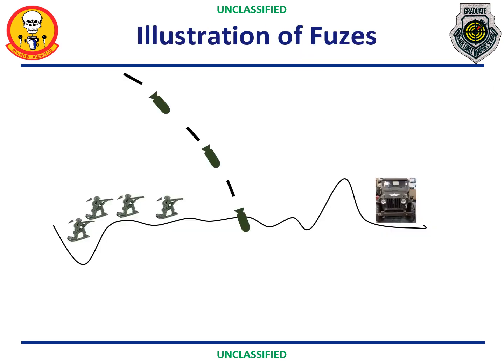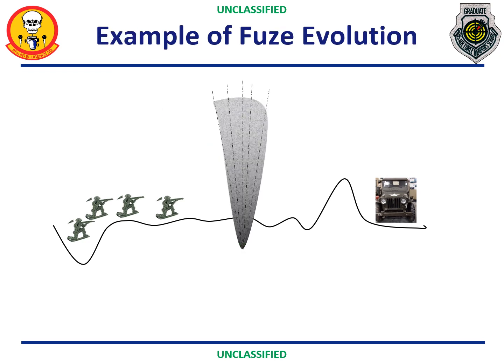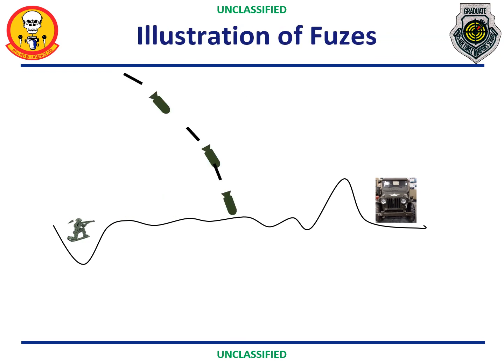Next, we'll look at ways fuses can be used to achieve different effects in the battle space. A longer millisecond delay will allow for a very narrow blast pattern, and this might be used if there is something we do not want to hit around the target. A shorter millisecond delay does not allow the weapon to bury itself in the dirt and creates a wider blast pattern.